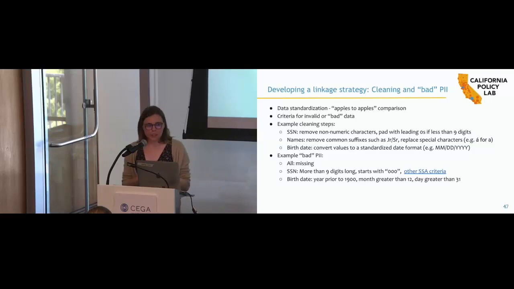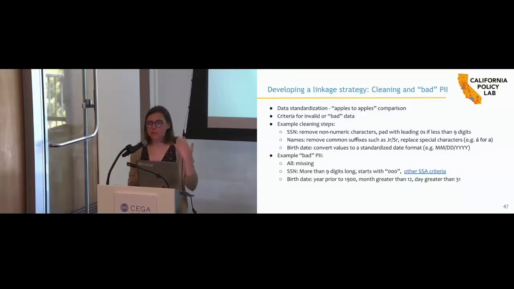So some example cleaning steps that we've taken in the past for Social Security: removing non-numeric characters, padding with leading zeros if it's less than 9 digits. For names, we'll remove suffixes such as junior or senior, or prefixes such as Mr. or Miss, and we'll often replace special characters. So we'll replace A with an accent with just an A. And birth date, we'll just make sure everything's kind of in the same format. And another piece is just determining what do we consider to be a bad piece of PII.